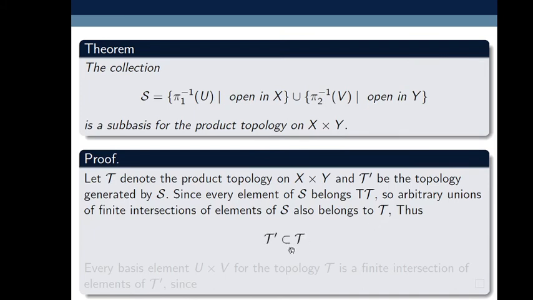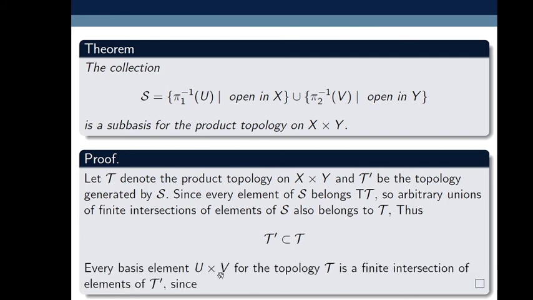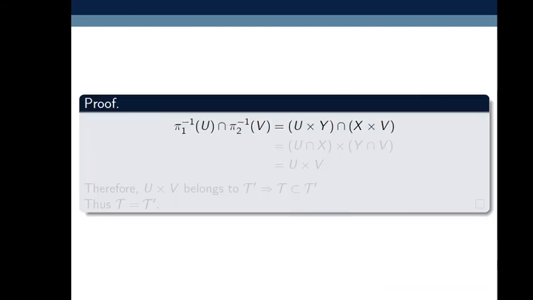Thus tau dash is containing tau. Every basis element u times v for the topology tau is a finite intersection of elements of tau dash. Every basis element of the Cartesian product u and v for the topology tau is a finite intersection of elements of tau dash.